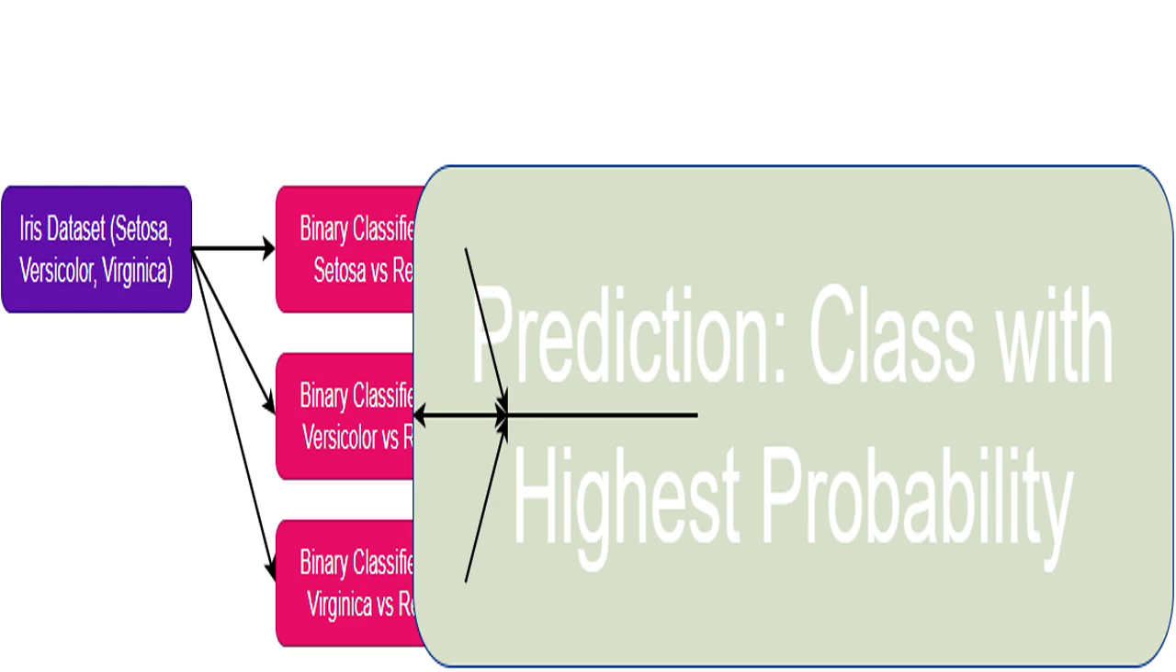The final prediction is simple: VOMC. We choose the class, iris type, that received the highest probability score from the 3 classifiers. In our example, the model would predict setosa, because it received the highest probability, 90%. It's a democratic process. The classifier with the highest confidence wins.